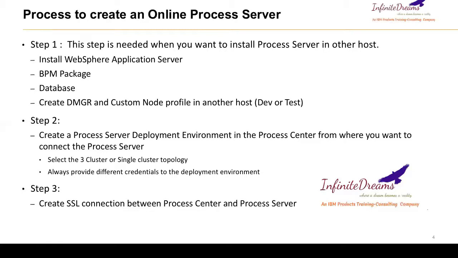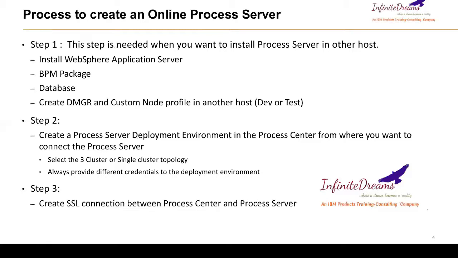That's why step 1 is basically the process server installation on another host. This step is needed when you want to install the process server on another host. So install WebSphere Application Server, the BPM package, database, deployment manager and custom node. If you want to go for the ND profile in the process server, you can go for this. Otherwise, you can go for the standalone profile. So that is step 1: you install the process server on another machine.